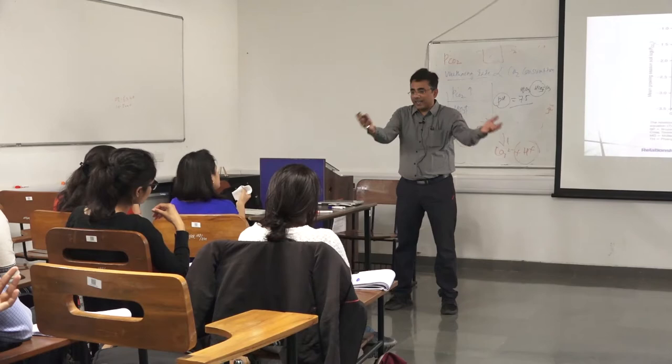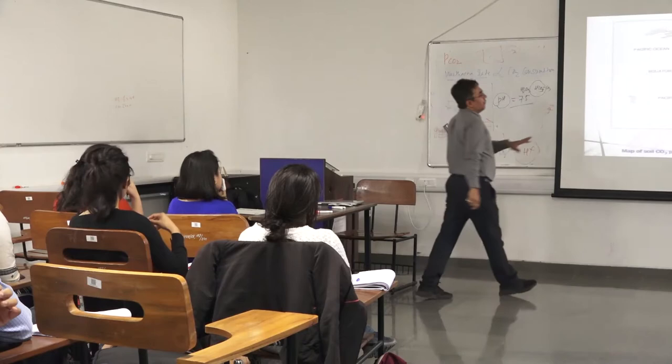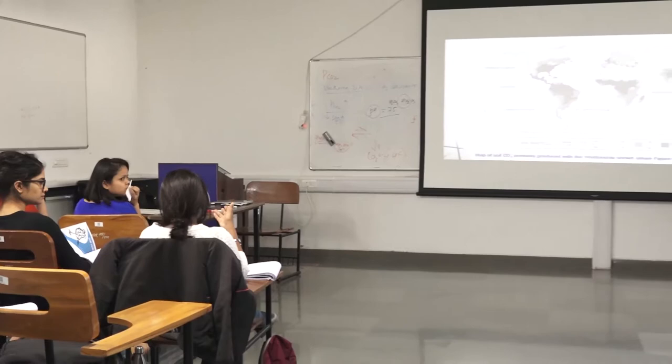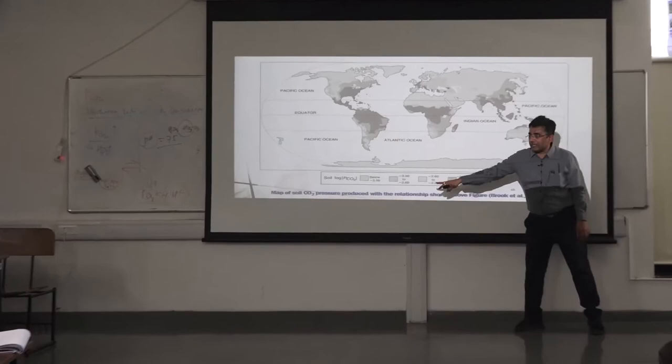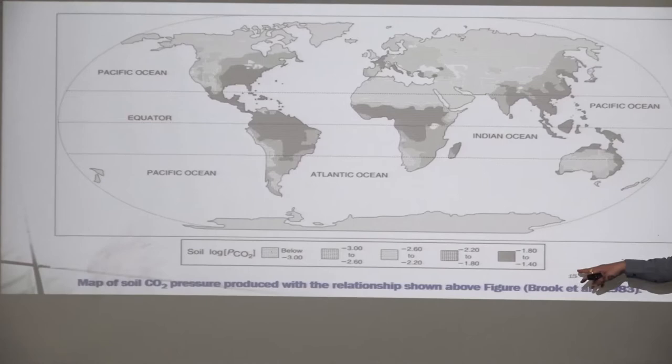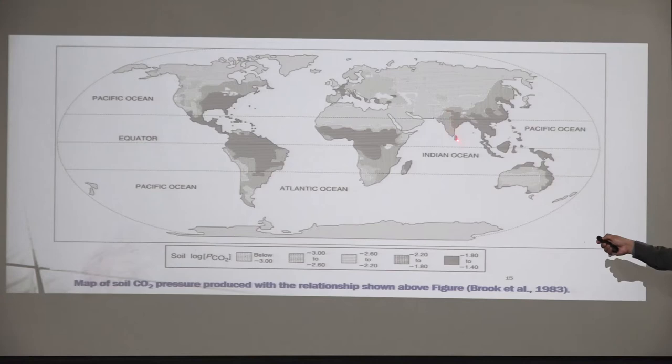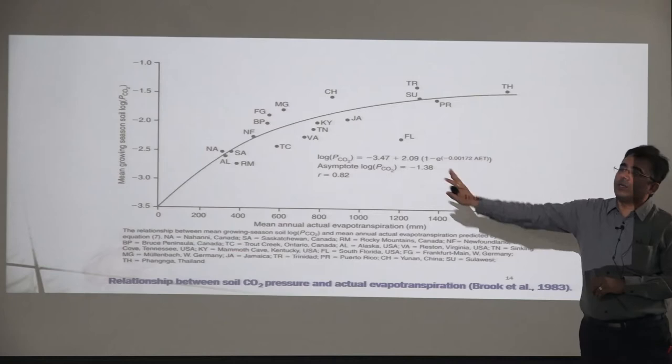So then, this is the soil PCO2. The values are all negative, so this is minus 1.8, minus 2.2. Which one is higher? Minus 1.8. You see, where is India? This one? So these places have more evapotranspiration, so there will be more soil CO2. And in this part, there will be less CO2. So there is a direct relationship between evapotranspiration and the soil CO2.